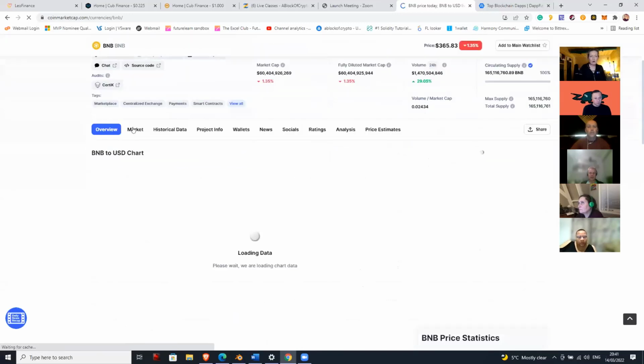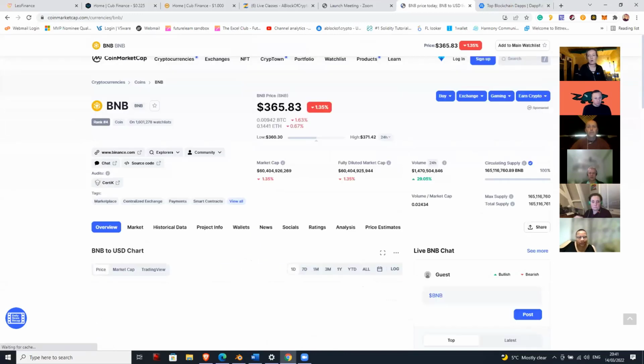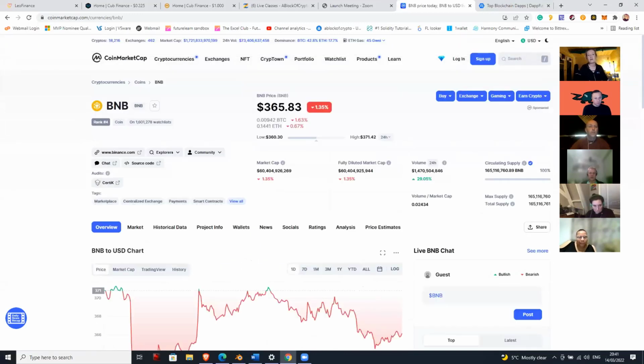Okay, so we have an overview. We have markets. When the page loads up for a particular coin, you can get a lot of ecosystem information from within the page that isn't tokenomic information as such, okay? When you go into the coin on CoinMarketCap, you will have these tabs here: market, historical data, project info, wallet, news, social, ratings, analytics, and price estimates, okay?